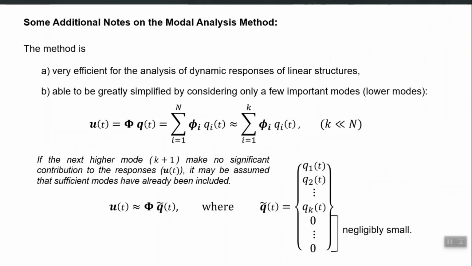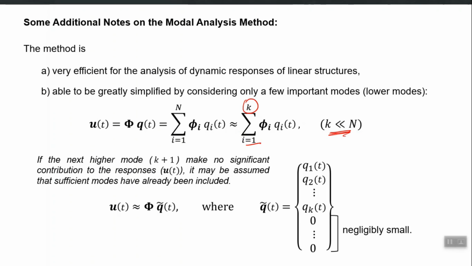So just to summarize, as I have explained earlier also, you don't need to carry out the analysis for all modes. You can just consider the first few modes and put all other modes equal to 0, right? So ideally the equation is the summation of phi_i q_i from i=1 to capital N, but practically you can simply keep it from 1 to k, where k is far less than n.